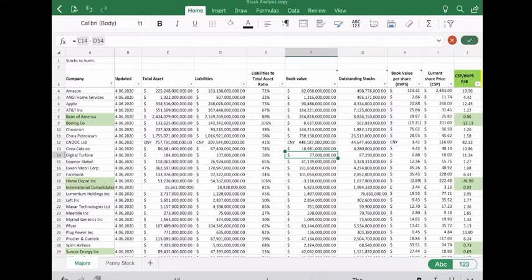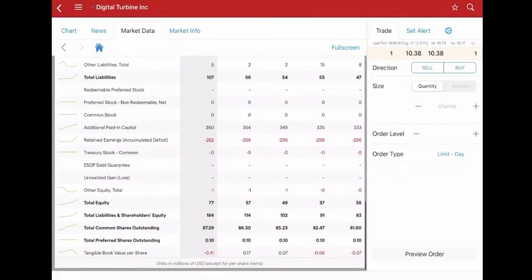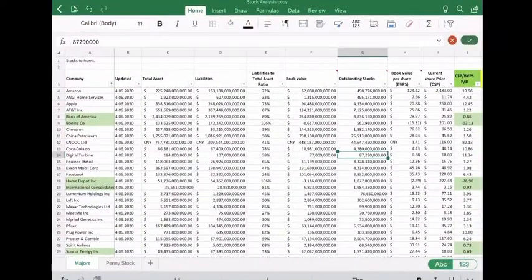But that book value in itself is not enough. I want to try and get what we call the book value per share. You get the outstanding stocks from the figures on the balance sheet as well. On the balance sheet, you go down to the bottom and you see total common shares outstanding. That's where you get the figure from, and you insert it into the spreadsheet.